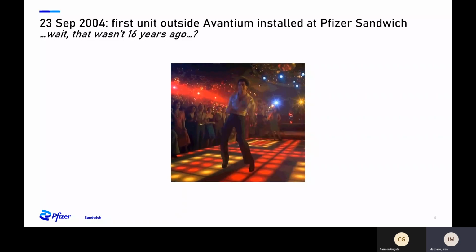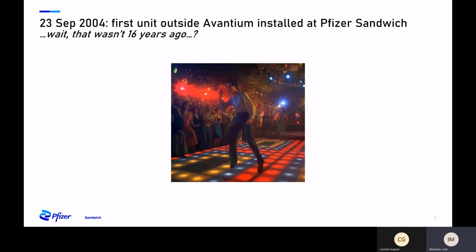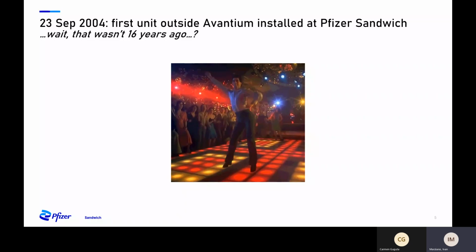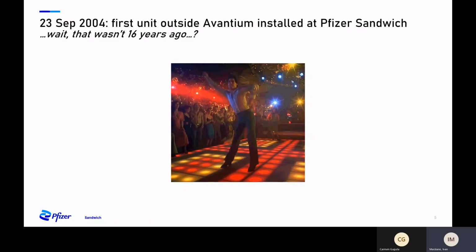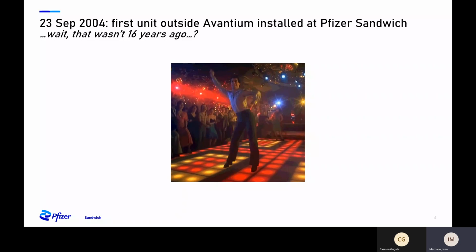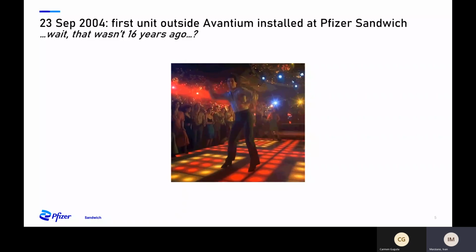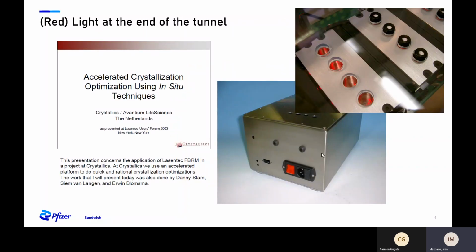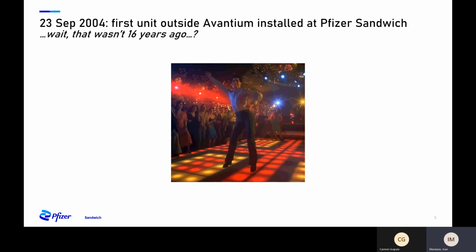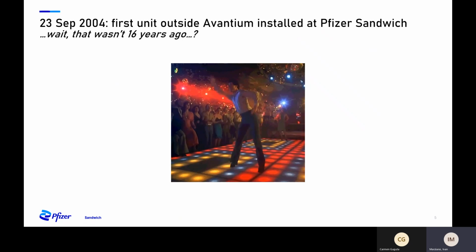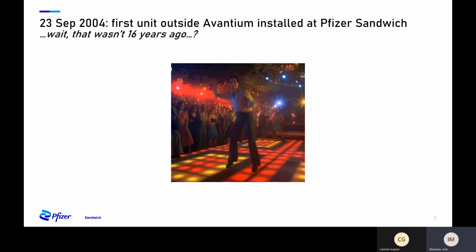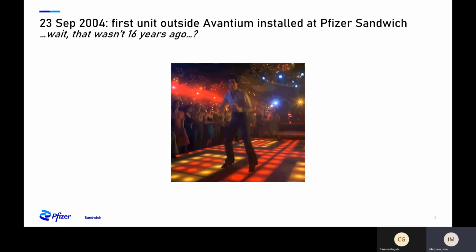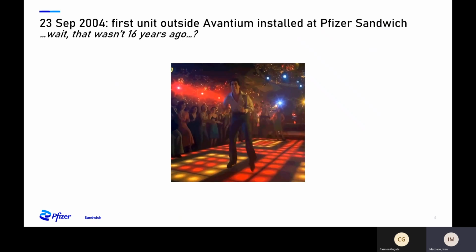There is a caveat to that. Strictly speaking, what we received was not a Crystal 16, but at the time it was known as a Minimax. Before that, it was known as a Disco Max, because the red lights coming out of the wells flashed and resembled a little bit a disco floor, which you can see in the GIF that I've attached to this slide. The name Crystal 16 only came the following year.